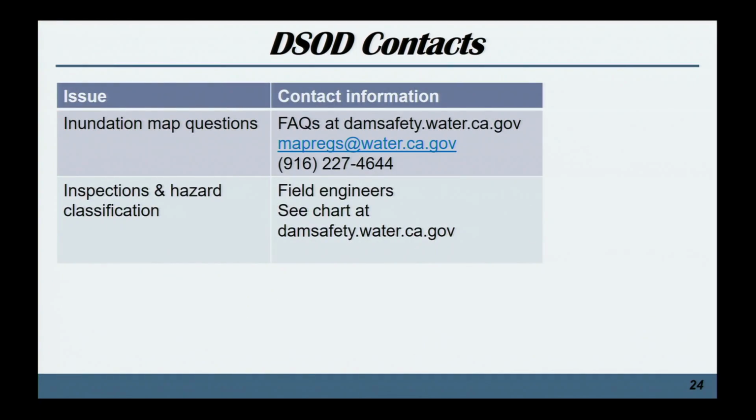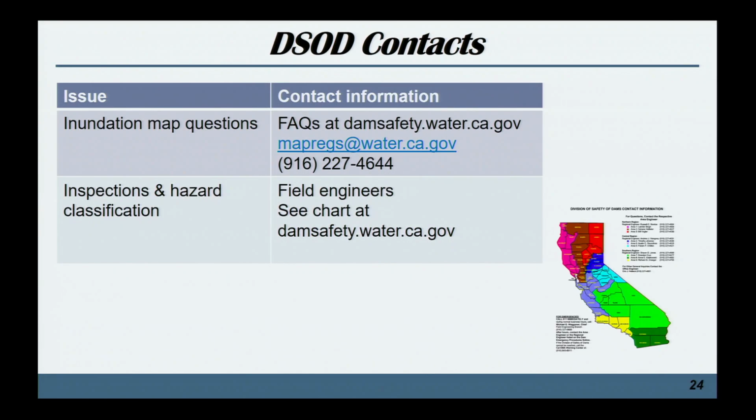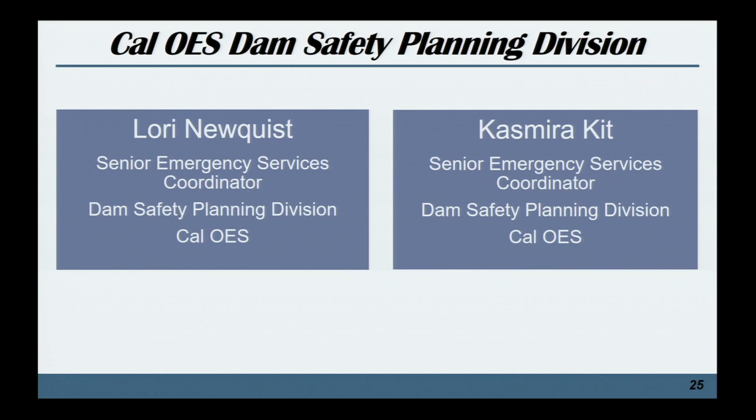And if you have any follow-up questions that aren't answered during this workshop, you can always email us at mapregs@water.ca.gov, or you can call us at 916-227-4644. If you have any questions that are specific to your dam about inspections or hazard classifications, go ahead and contact your area engineer who's familiar with your dam. And again, that contact information is on this sheet. Thank you very much.